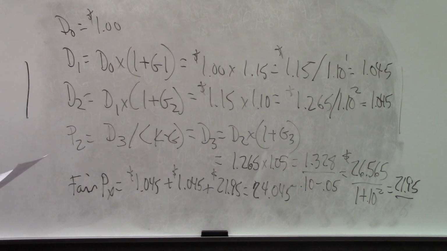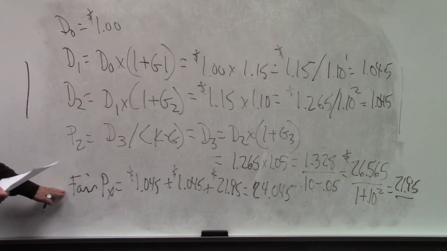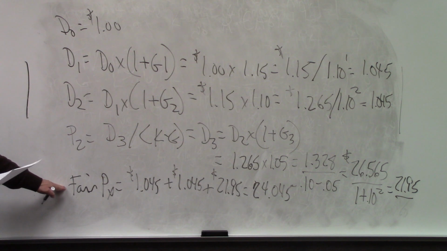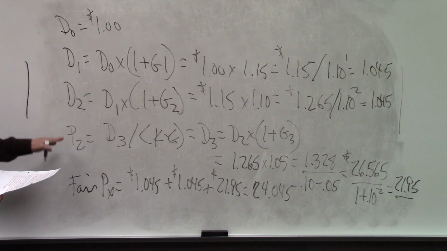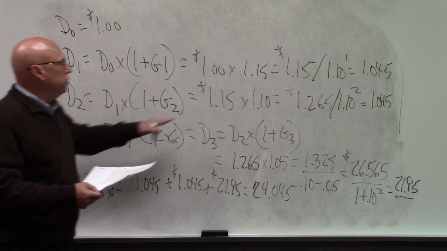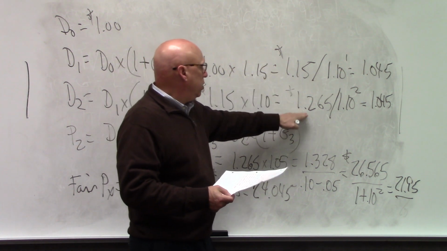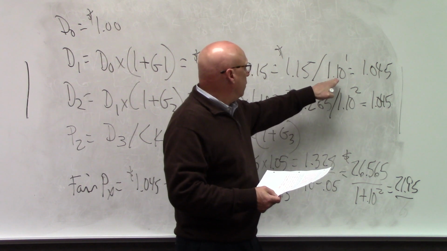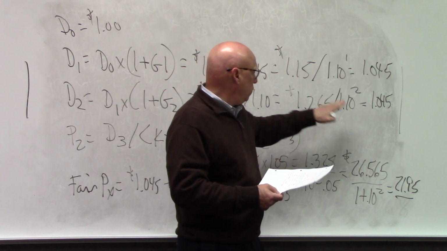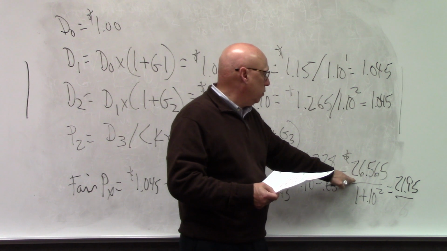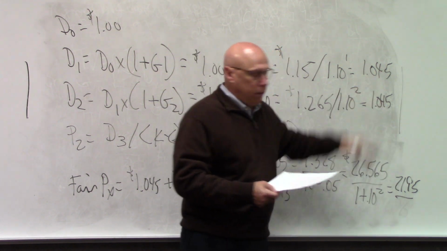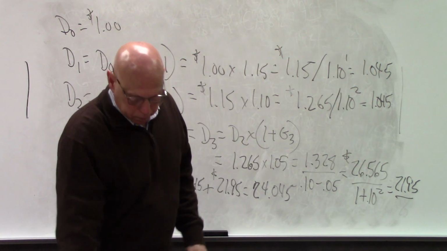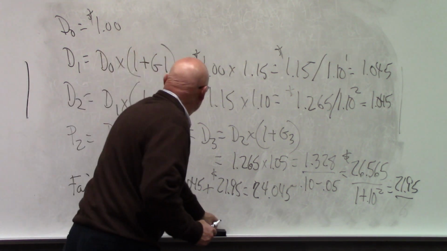All right. So a fair price, what you should pay today, is the present value of the expected future cash flows. What are the expected future cash flows? D1, D2, P2. Let's find D1. Let's find D2. Let's find P2. Now let's find the present value of D1, the present value of D2, and the present value of P2. Add them up. All right, let's do another one.